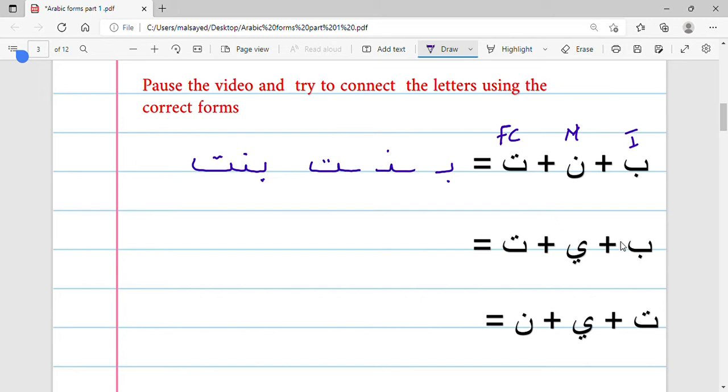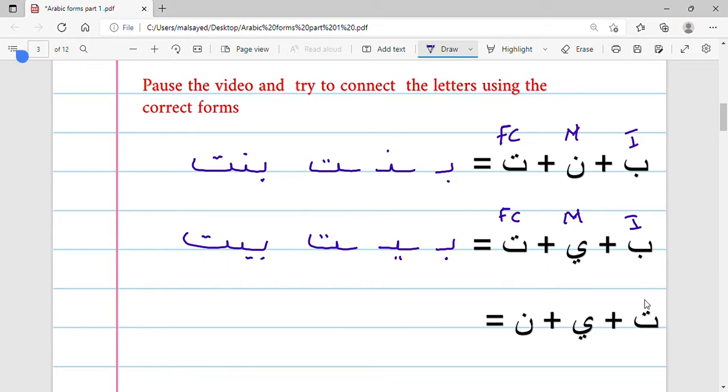Let's try one more time. Here we have the ba as the first letter, so we choose the initial. Ya is in the middle, so we choose the middle form, and the ta is the final form connected. Who makes the decision between the ya and the ta? The ya makes the decision, and ya connects with what comes after. So let's try the forms. Ba is the initial, ya in the middle, and the ta final form connected. Letters are ready to connect. Let's connect them.